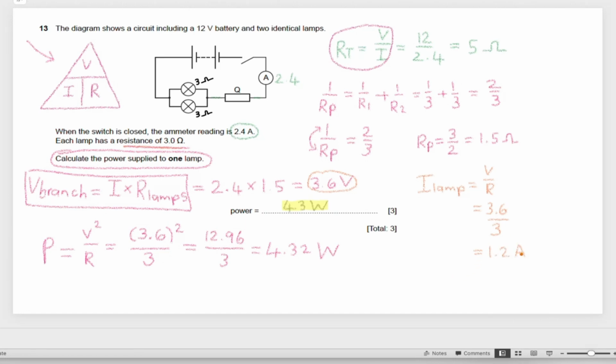So there we have the current, and now we use this formula. The power is equal to the voltage times the current. We know that the voltage is 3.6. We worked it out in step 3. And we know that the current is 1.2. We just worked that out. 3.6 multiplied by 1.2 is equal to 4.32 as well. So it doesn't matter which method you followed, as long as you've got the answer of 4.3 watts.